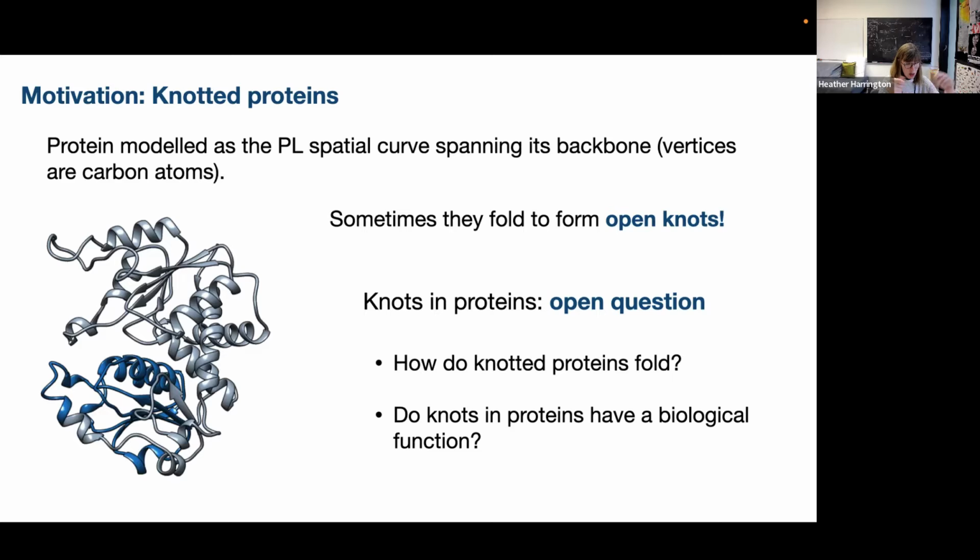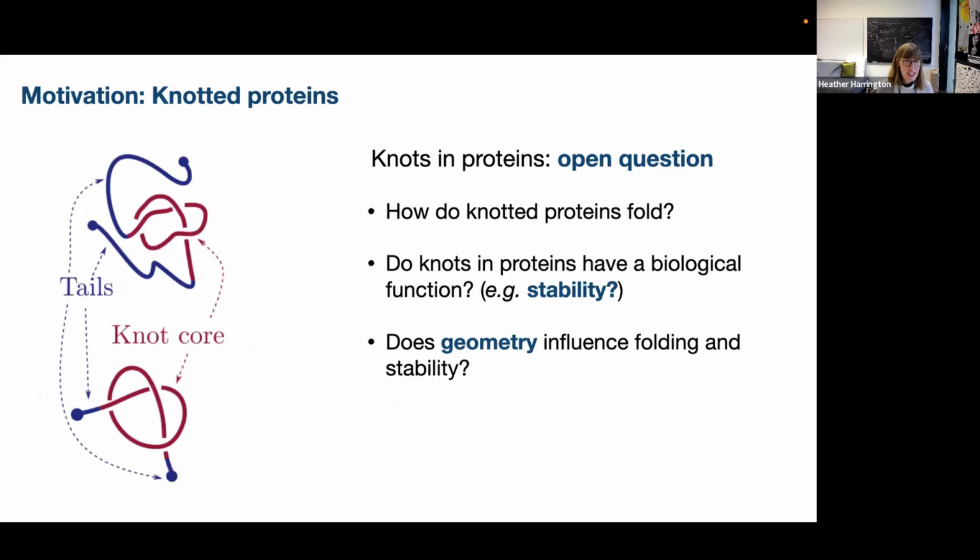the ones that are knotted are more stable in the sense of thermodynamically, it's less likely for that protein to degrade, to deteriorate, if there's a knot in there. So these are open questions, right? Proteins that have knots are more stable in some sense. And so the question is, does the geometry influence the folding and the stability? I think more and more traction is getting that this is a positive, that the geometry does influence these, and the knotting does affect it.